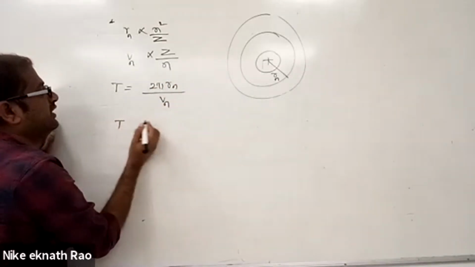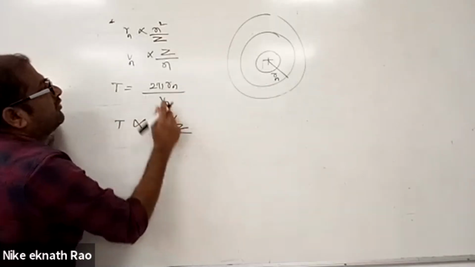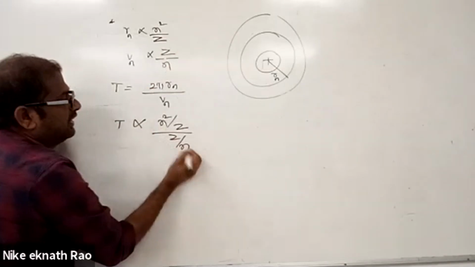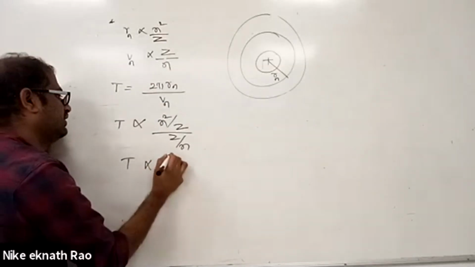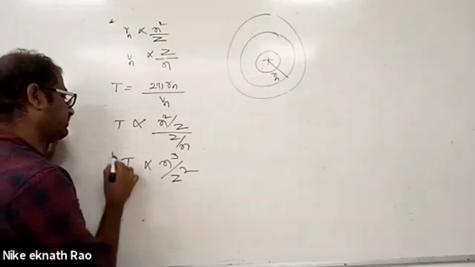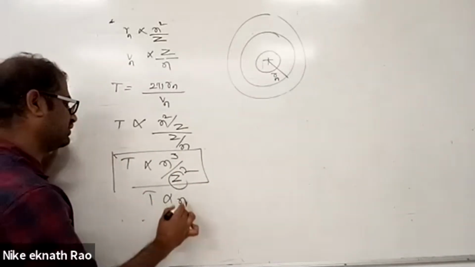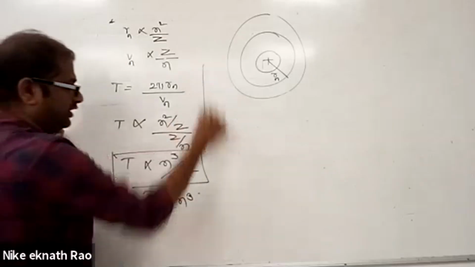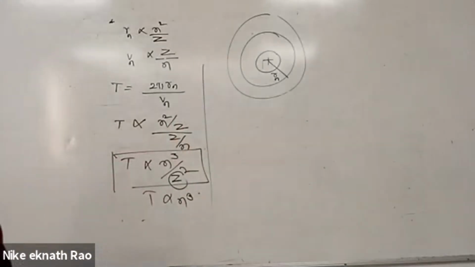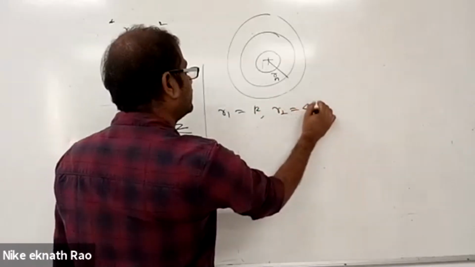What you have seen from this one? T is proportional to Rn, which is proportional to n square by z, and Vn is proportional to z by n. So T is proportional to n cube by z square. In the same atom, Z is constant, so T is proportional to n cube. Now from where to where are we going? R1 is equal to R, R2 is equal to 4R.